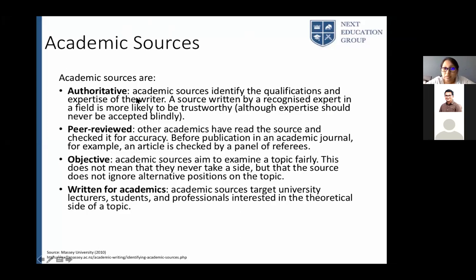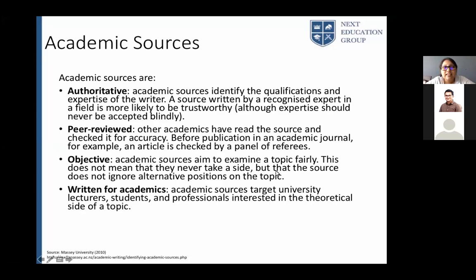And also remember, academic sources have to be authoritative. I mean, people with expertise, people who have done research have to be the ones who wrote it. They have to be peer reviewed. That means it has to be part of a journal. It has to be published, reviewed by a panel of academics. It has to be objective.